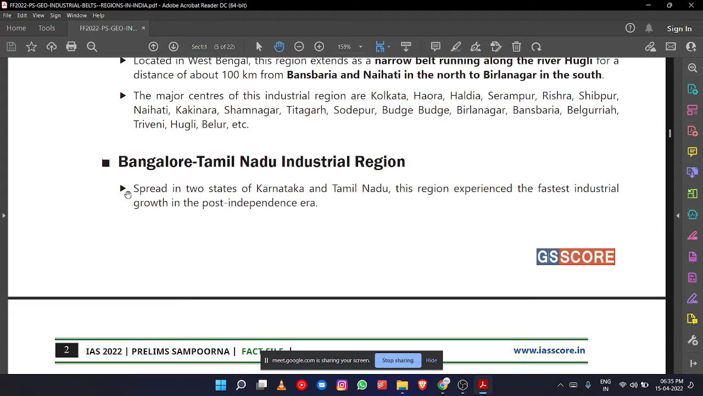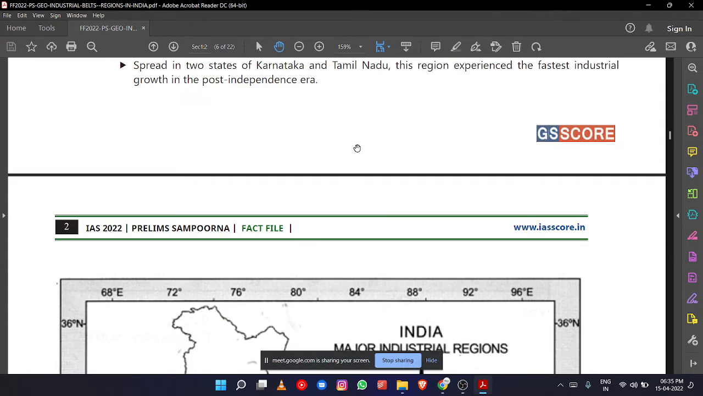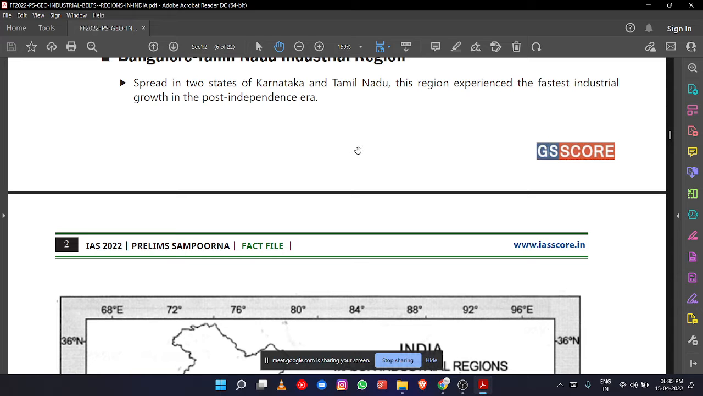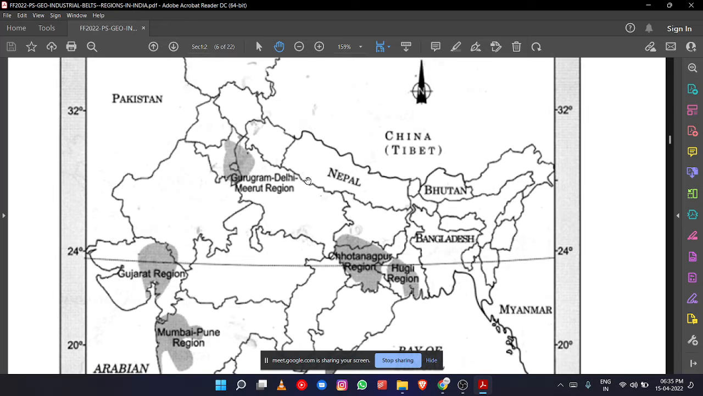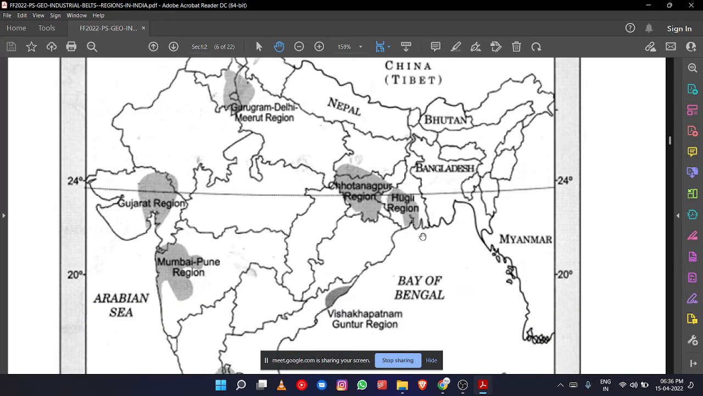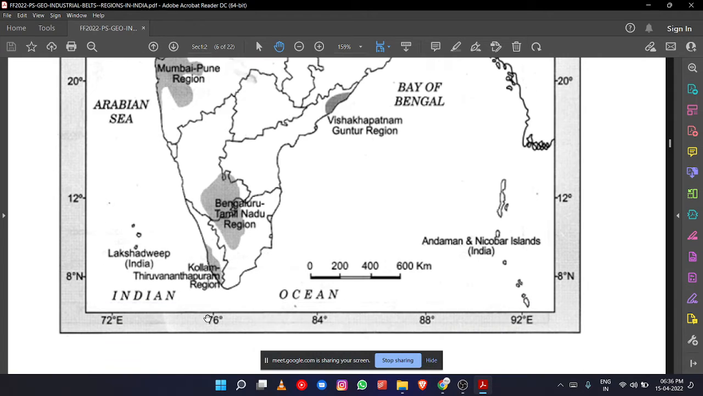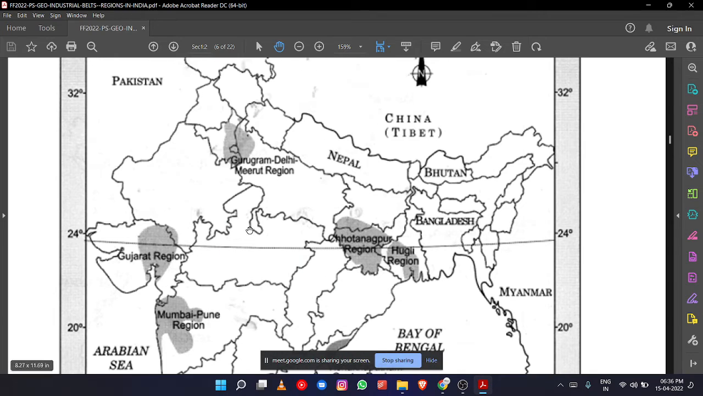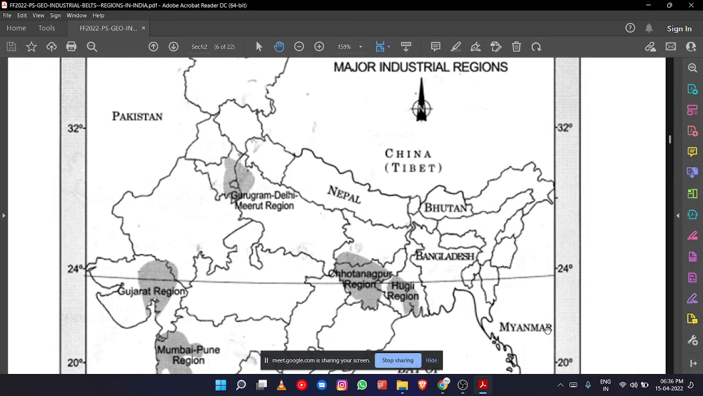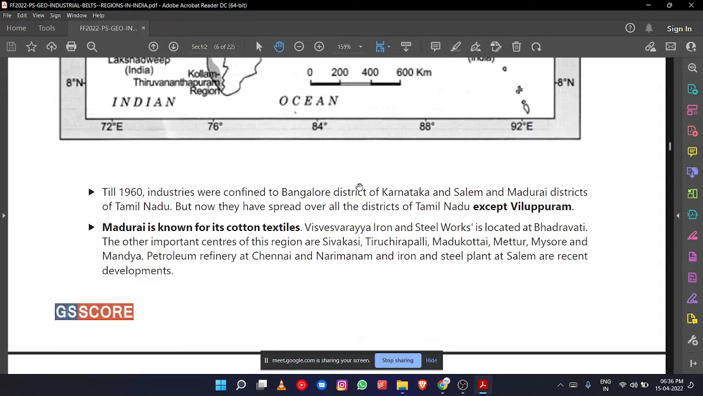You can go through this. Then the Bangalore-Tamil Nadu industrial region is spread across two states, Karnataka and Tamil Nadu. It is one of the fastest industrial growths in the post-independence era. In the map, this is the Bangalore-Tamil Nadu region. And the Kollam-Thiruvananthapuram region, Mumbai-Pune region, Gujarat region, Gurgaon-Delhi-Meerut region, Hooghly region, Chotanagpur region, and the Visakhapatnam-Guntur region. These are the major areas.